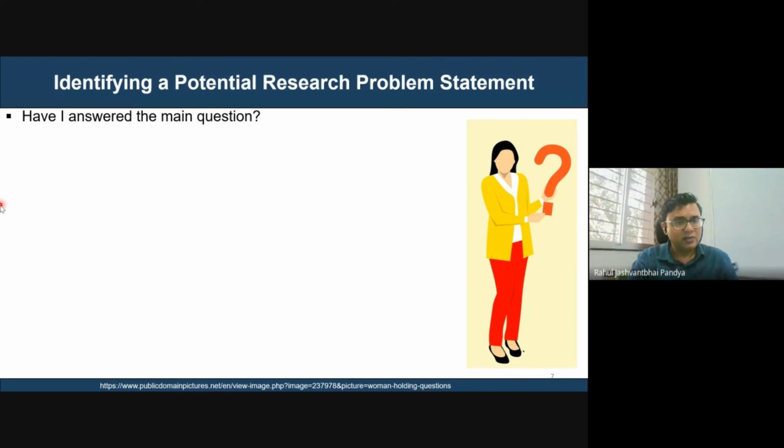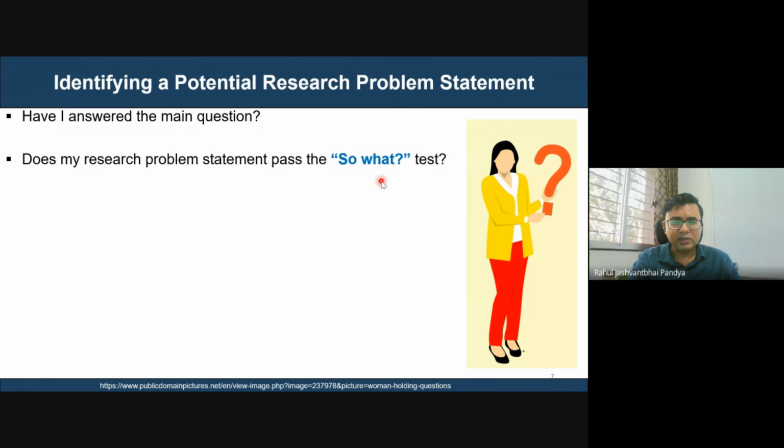So first, we address the main question about the novelty. That is the main thing, okay? And once it is identified, we have to pass our problem statement through the so what test. So what test means, so what if I do this work, what would be the impact, right? So what if I do this work, will I be able to publish? So what if I do this work, is there any larger contribution to the research community? That kind of questions we have to address.